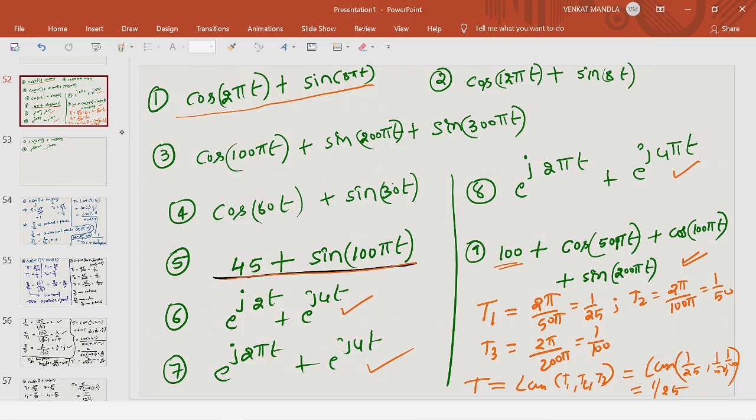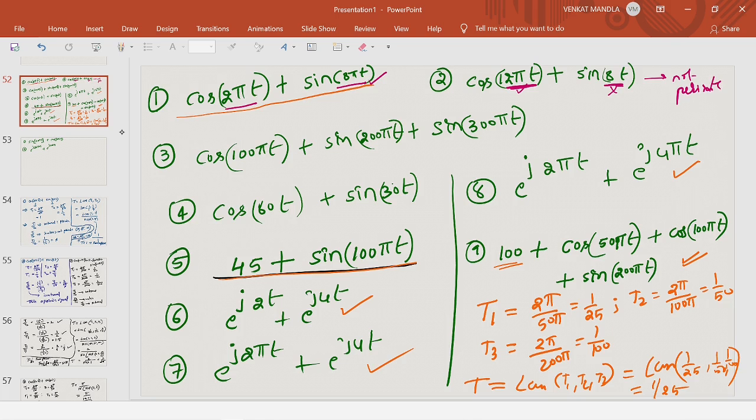Here, in the argument cos 2πt, sin 2πt, π is there, so it is periodic. But in this case, cos 12πt and 8t, π is there in one argument. In the other argument, π is not there, so it is not periodic.